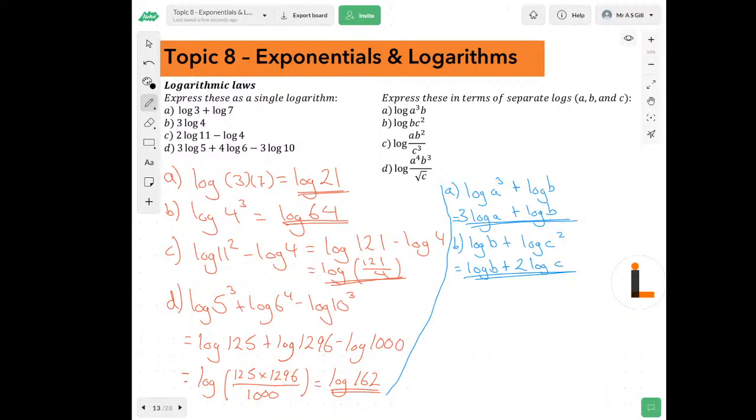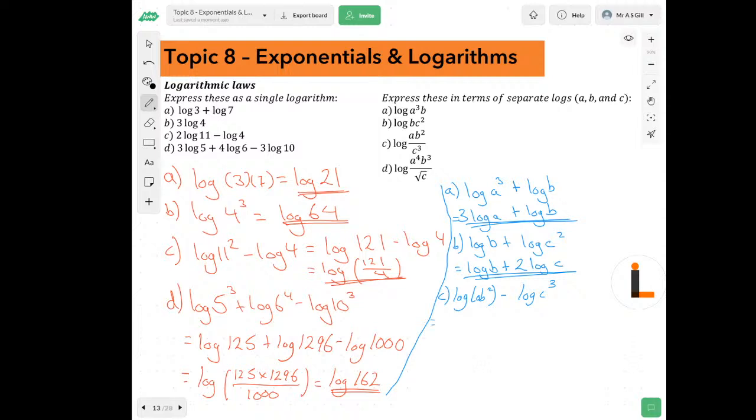See, now we're starting to get a bit more complicated. This is where the idea of, Josh, what he's mentioned earlier about the order of operations becomes really important. So let's really take our time to split this up. We're going to split this as log AB squared minus log C cubed.